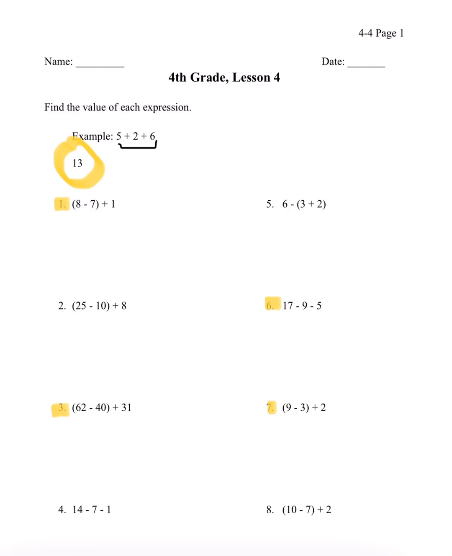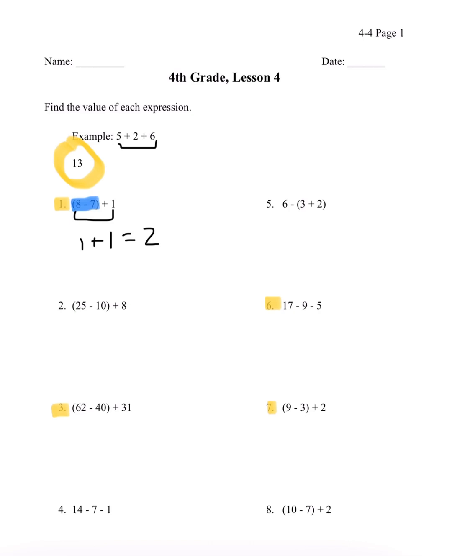Number 1, every time you have an expression like this, if there's ones with parentheses, like this one, 8 minus 7, then you always do the parentheses first. So in the parentheses, we have 8 minus 7, which equals 1. And then we just do the plus 1 on the outside, which is 2. So our answer is going to be 2.